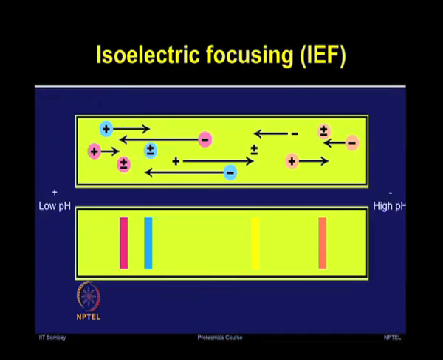Now, in this view, you can see from the low pH to the high pH, proteins are moving in the electric field, and once they reach a stage where there is no net charge, or pH becomes equal to their isoelectric point pI, then these discrete bands can be seen.